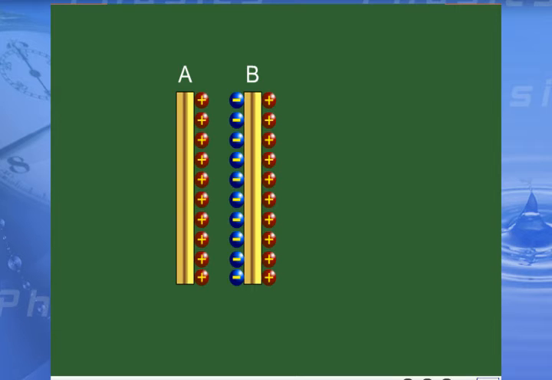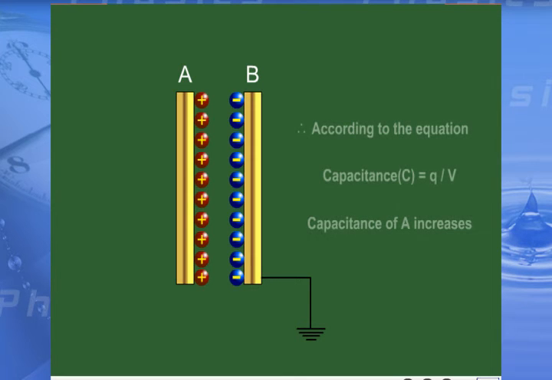But the negative charge on B is nearer to A than the positive charge on B. So, the net effect is the potential of A decreases. Thus, the capacitance of the plate A is increased. If the plate B is earthed, the positive charges get neutralized. Then, the potential of A decreases further. Thus, the capacitance of A is considerably increased.